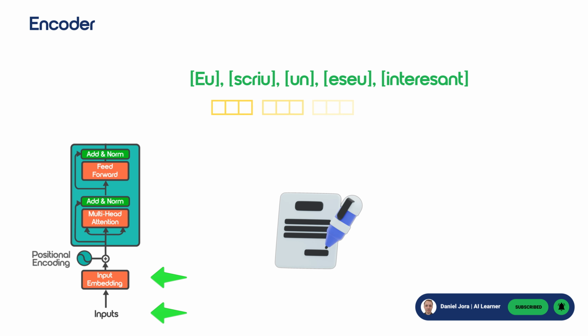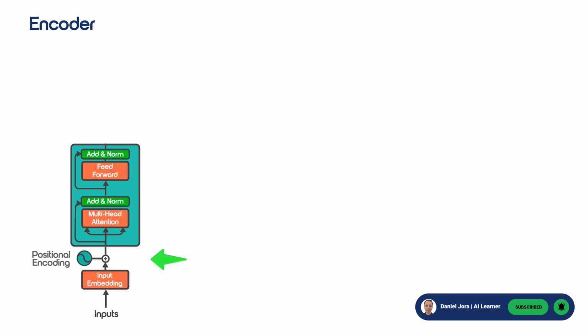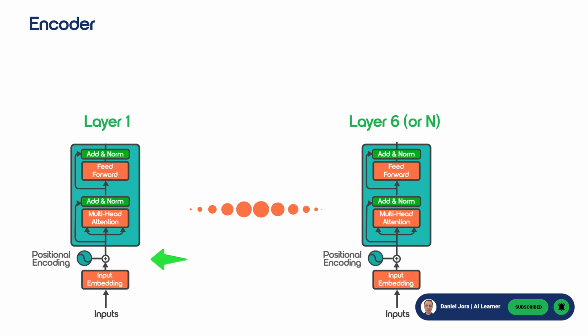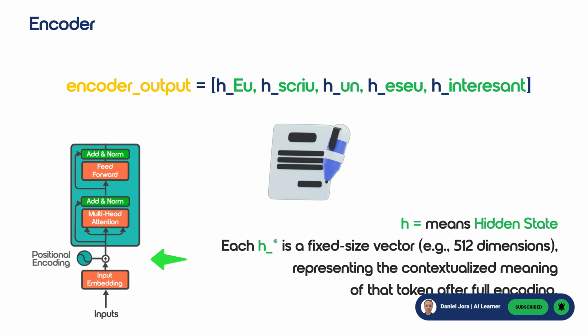Each token is converted into a numeric vector, an embedding. Then, we add positional encoding. Each word gets a position tag. The sentence is processed completely, layer by layer, from layer 1 to 6, resulting in a matrix like the encoder output, H, for eu, scriu, un, esseu, interesant. H means hidden state. This matrix remains fixed and is reused by every layer of the decoder, from layers 1 to 6, at every generation step, token by token.